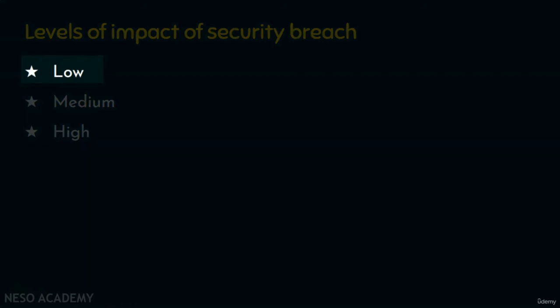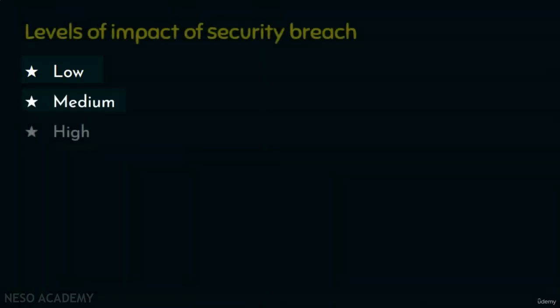If your system is affected by some attacks, the low level impact means there is a limited adverse effect on the organization's operation or organizational assets or individual. That is, the system is affected with minor harm or minor damage, or in terms of financial aspects, it is a minor financial loss. If the effect of the attack is negligible, then it falls in the low level impact.